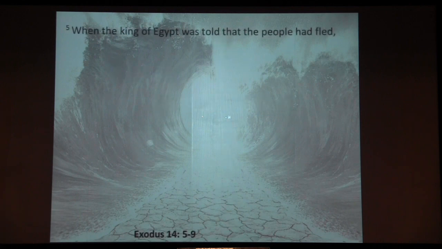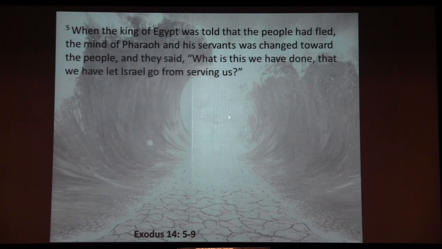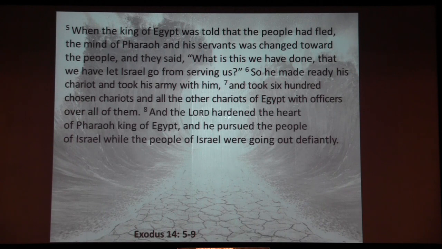When the king of Egypt was told that the people had fled, the mind of Pharaoh and his servants was changed towards the people. And they said, what is this that we have done, that we have let the people of Israel go from serving us? So he made ready his chariots and took his army with him, and took 600 chosen chariots and all of the other chariots of Egypt with officers over all of them. And the Lord hardened the heart of King Pharaoh of Egypt, and he pursued the people of Israel while the people of Israel were going out defiantly.